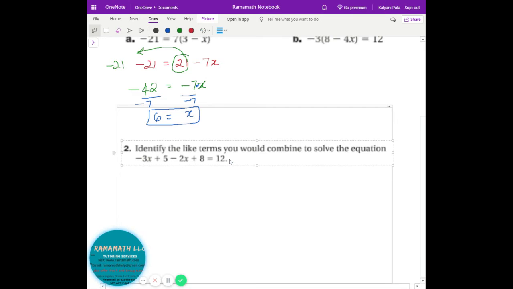Like terms means it's basically the same letter or the same variable. So if I look at this question right here, negative 3x and then negative 2x, both of them are like terms, so you're going to combine those two first. That gives you negative 5x. And then obviously the other ones, positive 5, positive 8, these are numbers, also like terms. So we can combine those two, that gives you positive 13. And then you can bring down the equation.